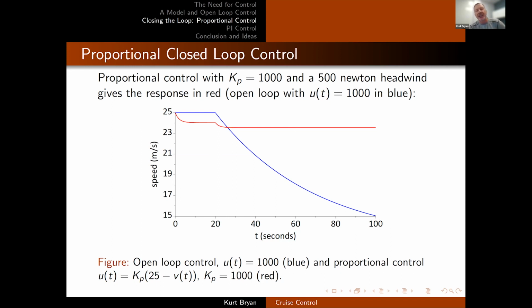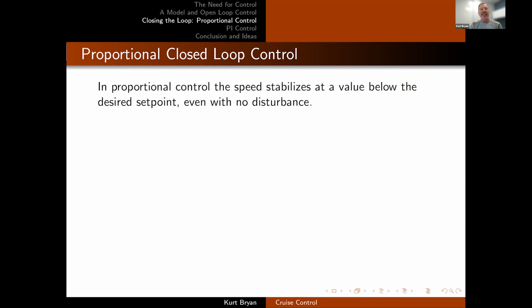But here's the part that is surprising to students. That very simple algorithm, if we're not going 25, apply more throttle, or if we're going too fast, apply more brake, doesn't work as well as you might hope. It lets the car slow to a stable 24 meters per second. And it's easy to analyze why that happens. Why can proportional control never give us what we want? Well, it stabilizes at the wrong value, and it always will.